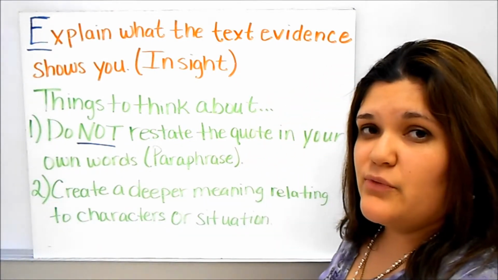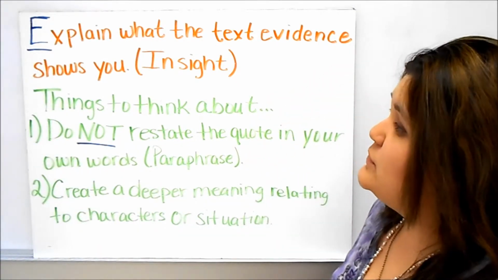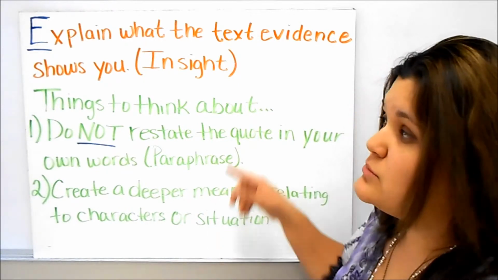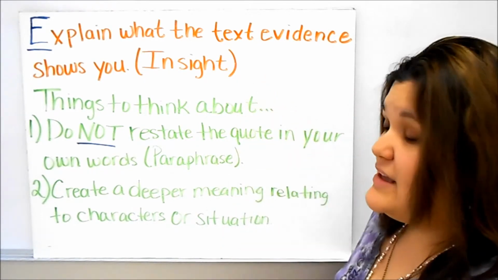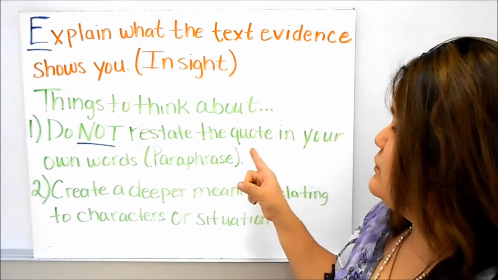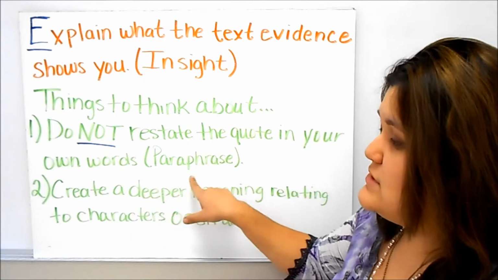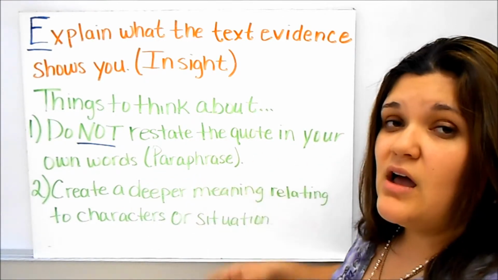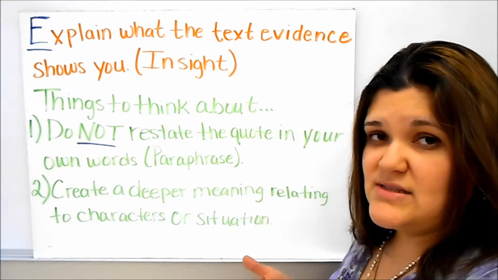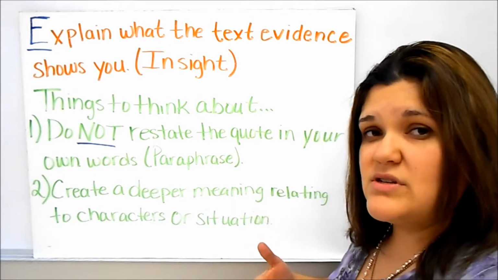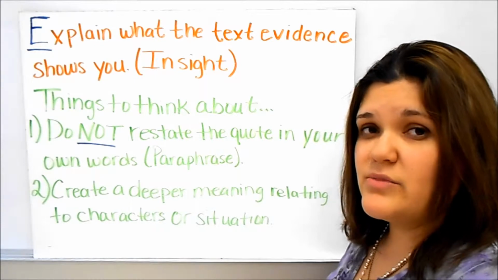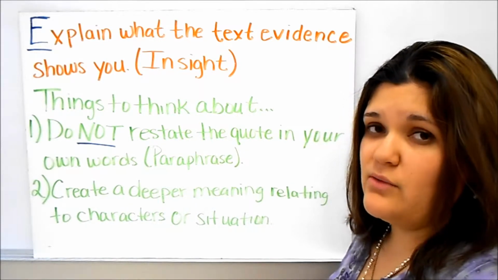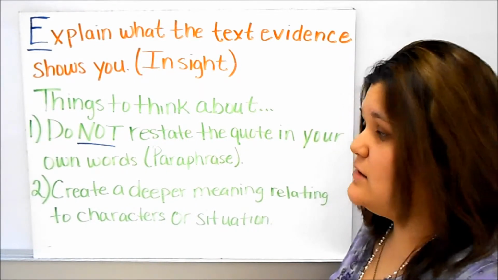Now we have E for explain. Explain what the text evidence shows you. Provide an insight. Things to think about. Do not restate the quote in your own words. Do not paraphrase. You need to be putting your thesis statement and the quote you just used together to create new material. So please refrain from repeating what you've already said.